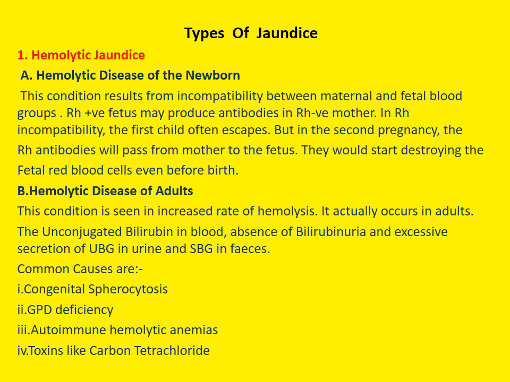And next, hemolytic jaundice of hemolytic disease of adults. This condition is seen in increased rate of hemolysis. It actually occurs in adults. The unconjugated bilirubin in blood is increased, with absence of bilirubinuria, and excessive secretion of UBG in the urine and SBG in feces. Common causes of hemolytic disease of adults: congenital spherocytosis, G6PD deficiency, autoimmune hemolytic anemia, toxins like carbon tetrachloride.